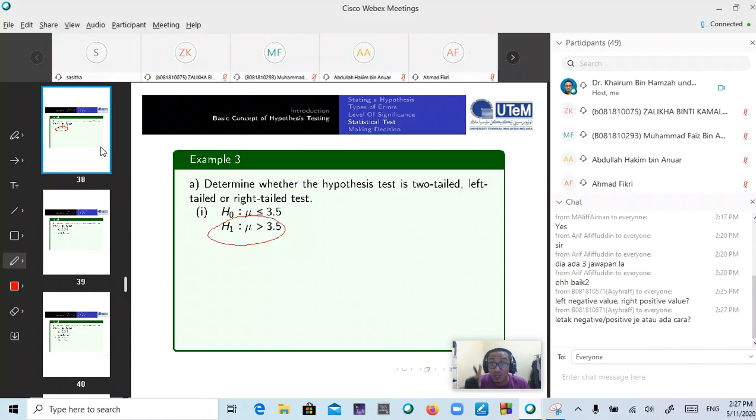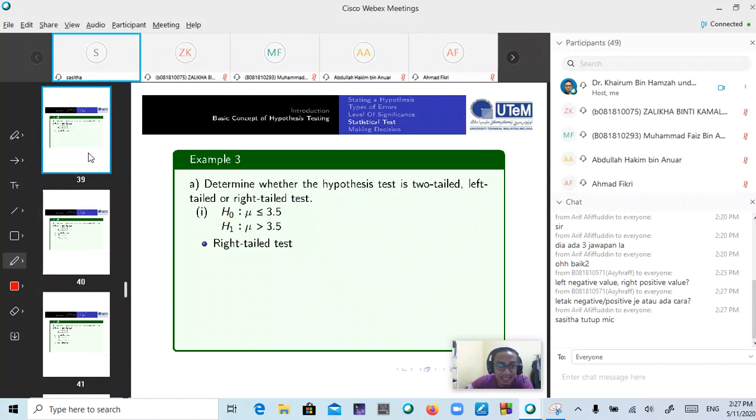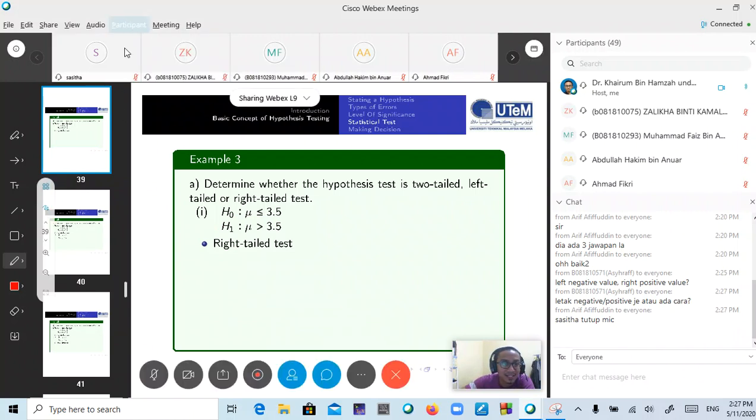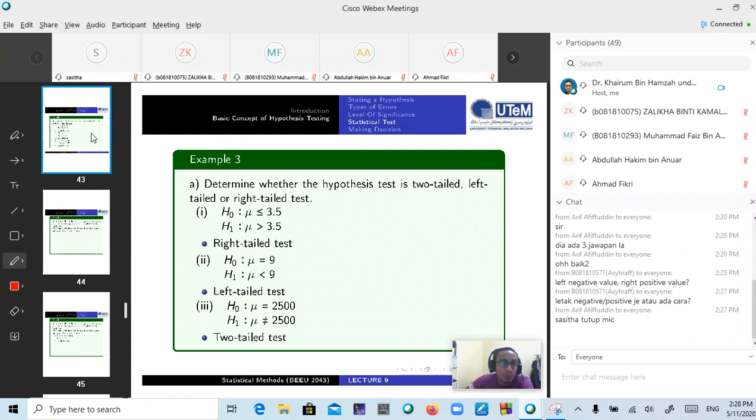But for two tail, as you saw earlier, two tail has two values, positive and negative. This is how you look at the table. So this one is a right tail test. And then this one, H1 less than, becomes a left tail test. And this one is not equal, so this one becomes a two tail test.